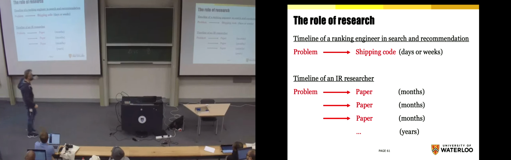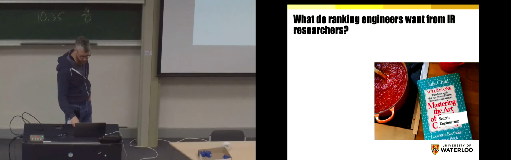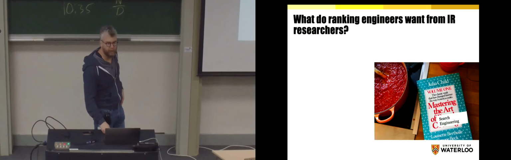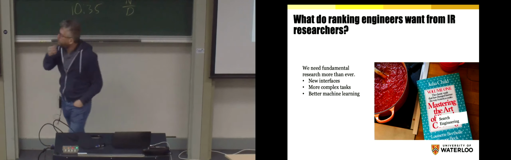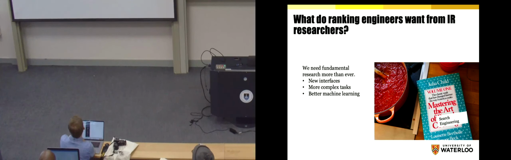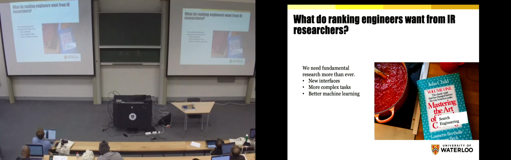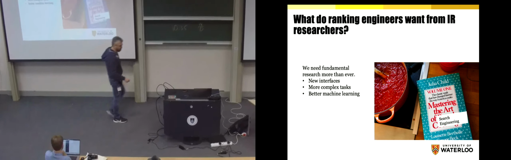And what the ranking engineer, the person at Facebook or Google, wants out of you is a cookbook, right? They have their specific problem, and they want to know what is the right machine learning algorithm, what is the right user interface technique, to solve that problem. So we do need fundamental research here. We need to understand search technologies and interfaces better, how people work with complex tasks, and we need better machine learning.